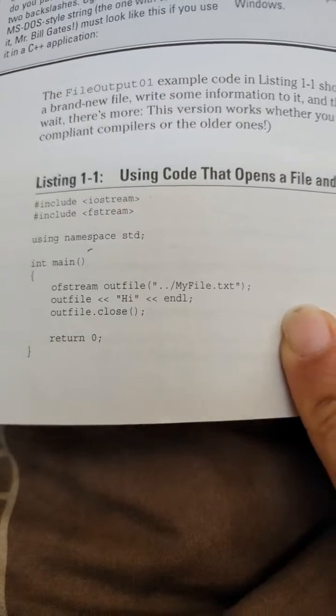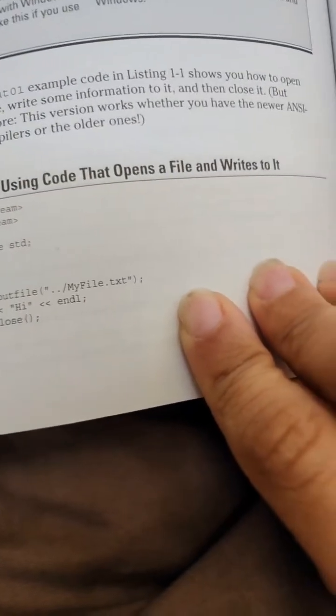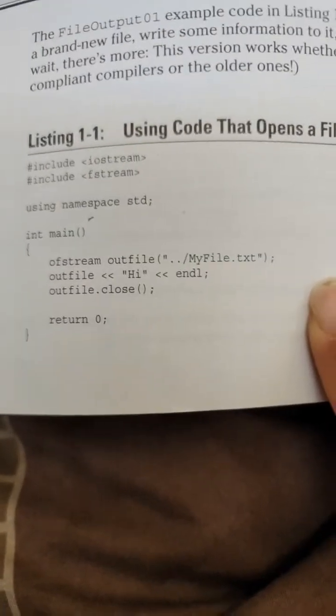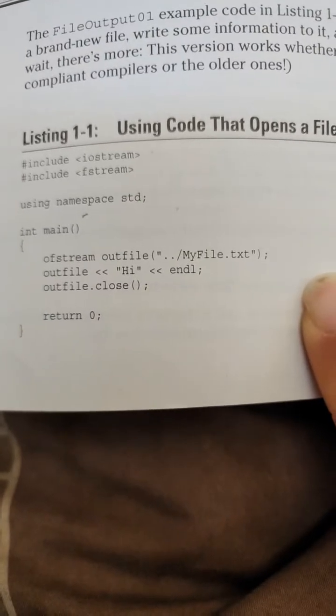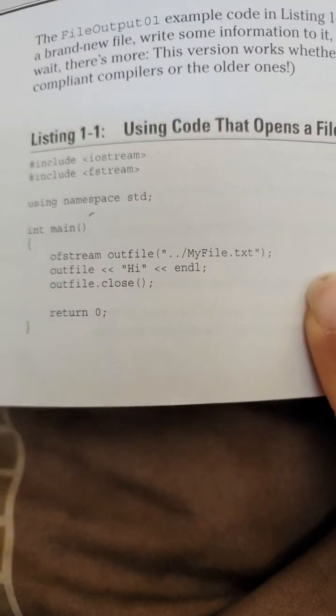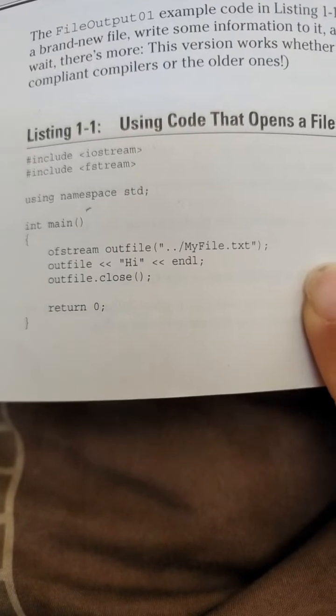Listing 1-1 using code that opens a file and writes to it. #include <iostream>, #include <fstream>, using namespace std; int main.